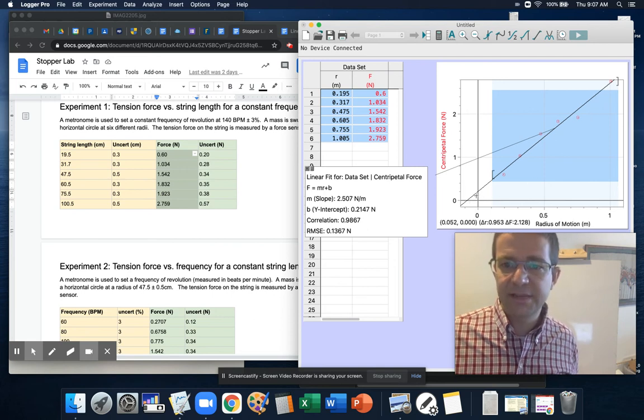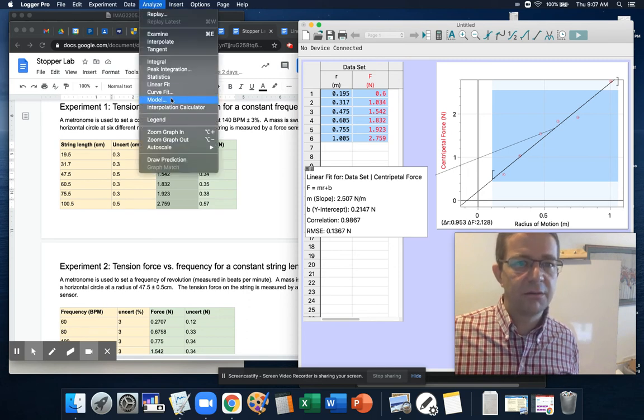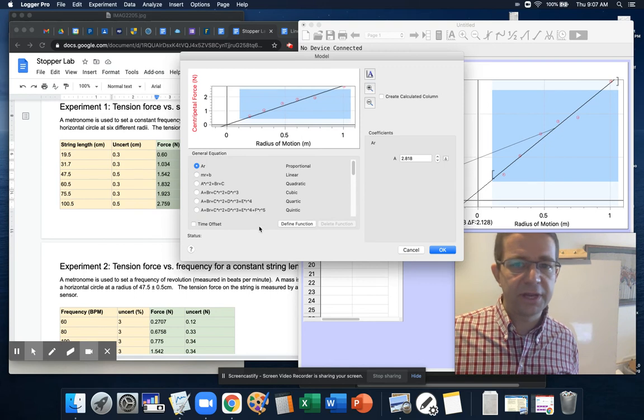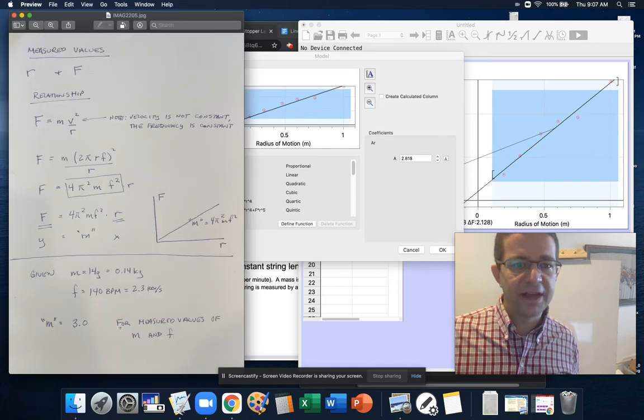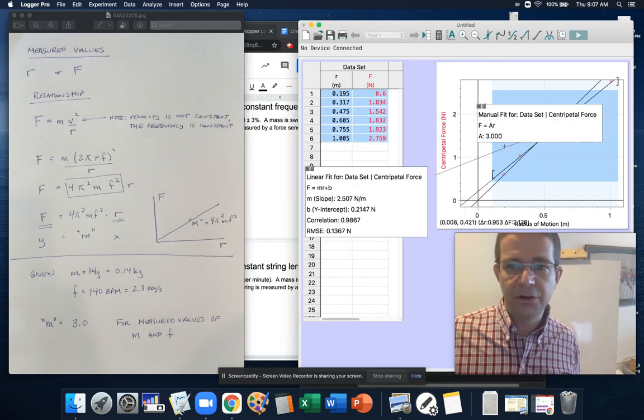It looks like it's coming close to going through the origin, which is where it should be going through for a proportional relationship, but not exactly. And the second thing that I'll add is I'm going to insert a model. So I'm going to go to Analyze, Model. And this is where I'm going to put in the model proportional relationship here. So from that calculation before, I know that I expect the value of the slope of that proportional relationship to be 3. So here, that proportional relationship, I'll put in 3.0 and OK.